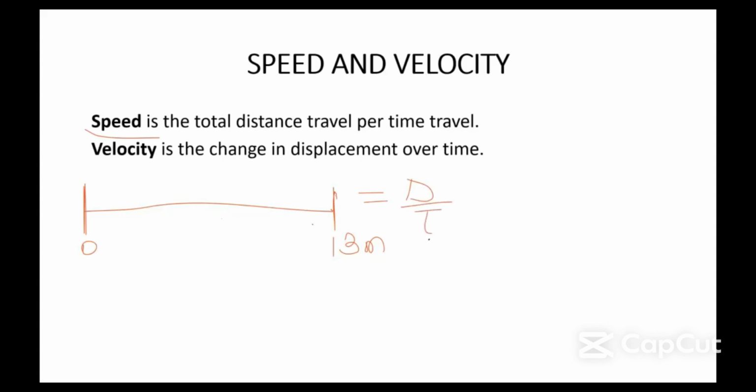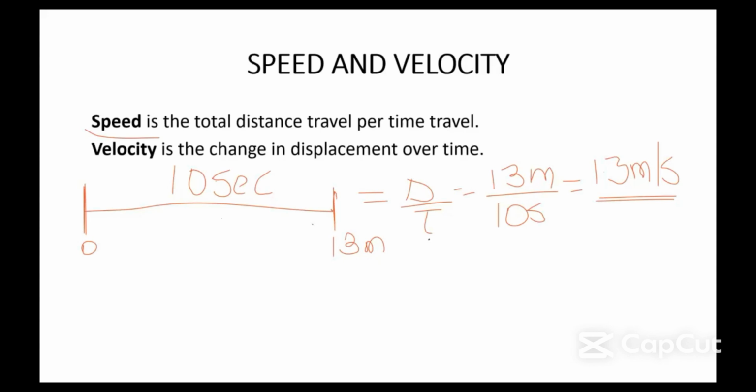So if we have a distance traveled of 30 meters and you spend 10 seconds, the speed is the distance, 30 meters, over the 10 seconds. The unit of speed is meters per second. So 30 meters over 10 seconds will be 3 meters per second. That will be the speed.